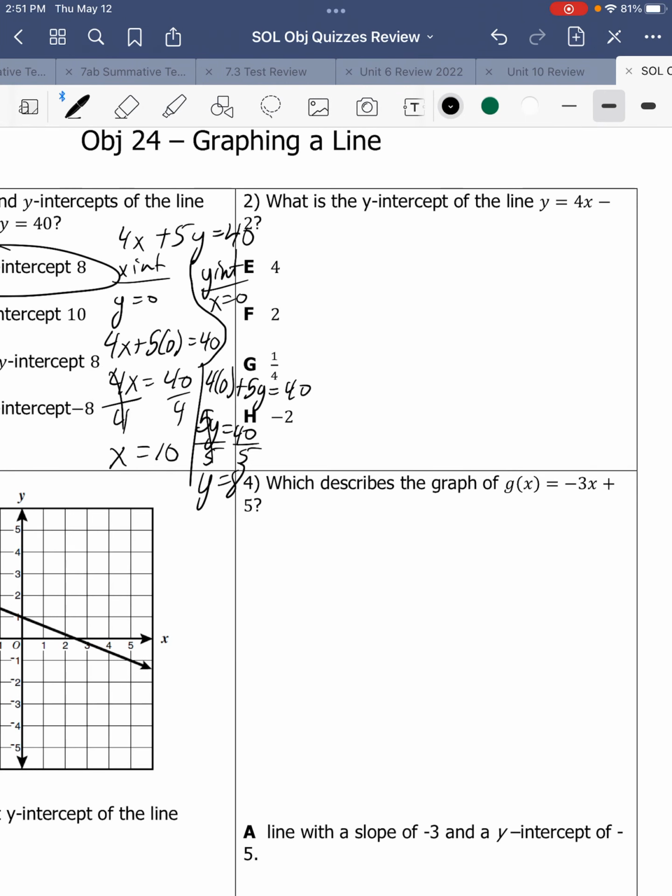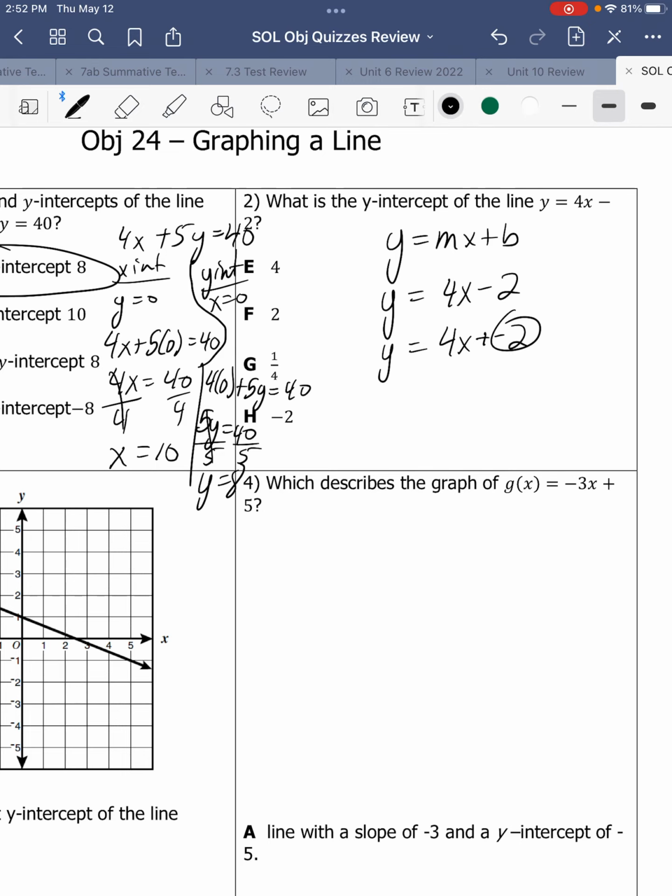All right, what is the y-intercept of the line y equals 4x minus 2? So remember y equals mx plus b? Well, that's what this is. I don't see a plus here, but instead of subtract 2, you can do plus a negative 2. And there is your y-intercept at negative 2.